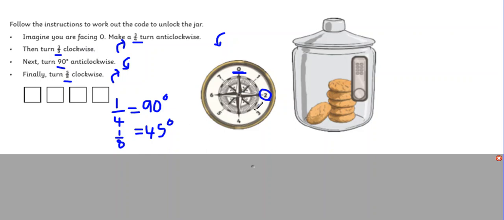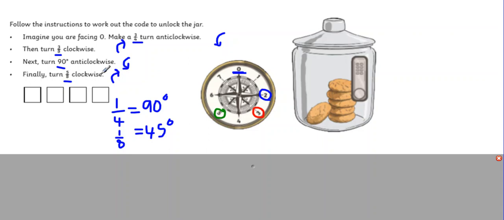So you have got 90, 180 minus 45 is 135 degrees. That's 5 as your second number. Then you've got to turn 90 degrees anti-clockwise. So we're going to come back through to the 3.